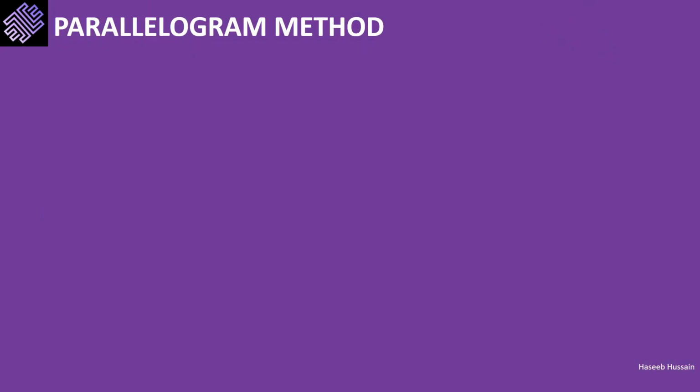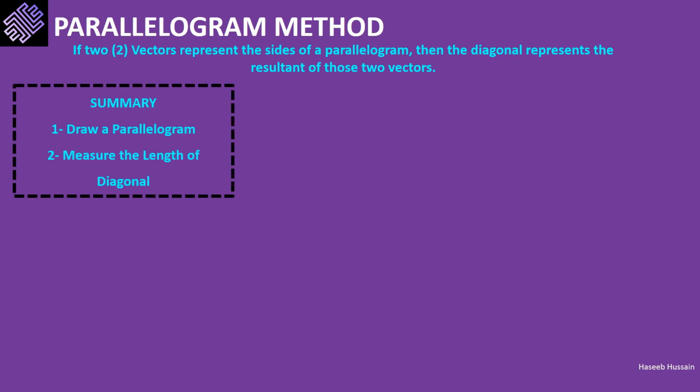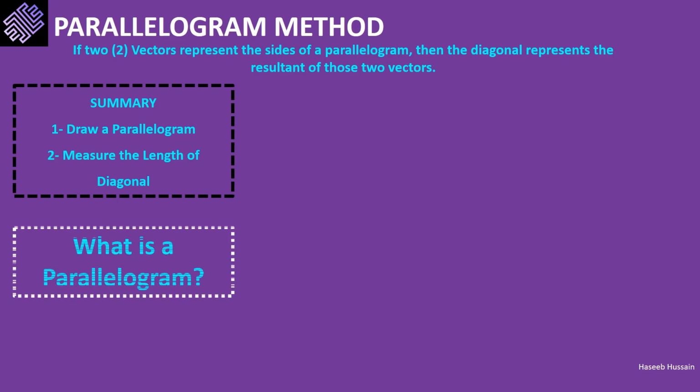Now let's move to the parallelogram method. This states that if two vectors represent the sides of a parallelogram, then its diagonal is the resultant of those two vectors. In summary, in this method, we draw a parallelogram and then determine the length of its diagonal, which is also the resultant. Before we move further, what is a parallelogram? It's a four-sided figure in which opposite sides are both parallel and equal.